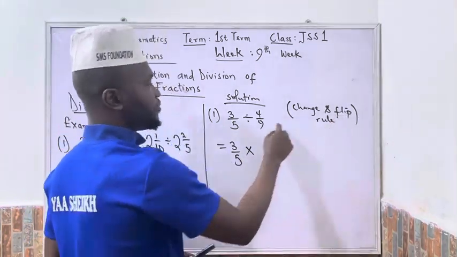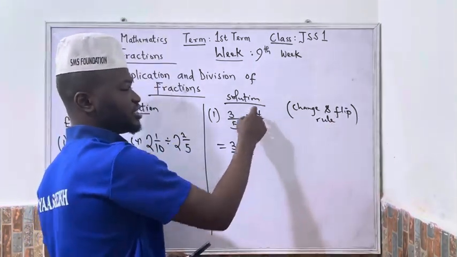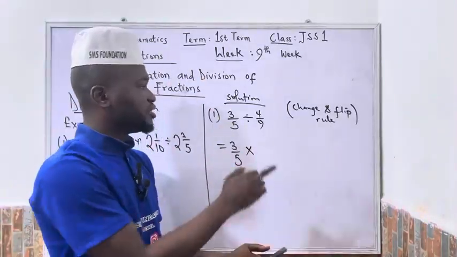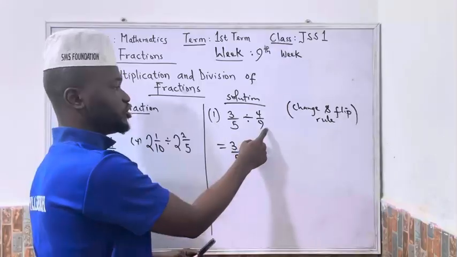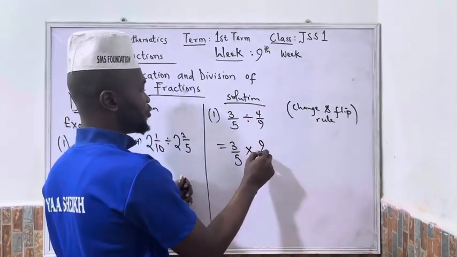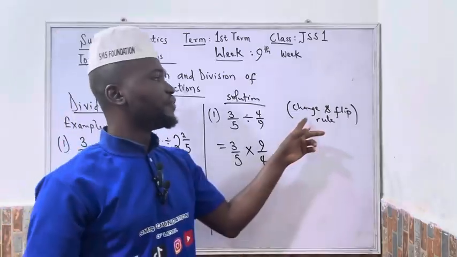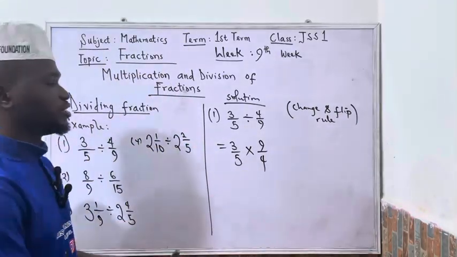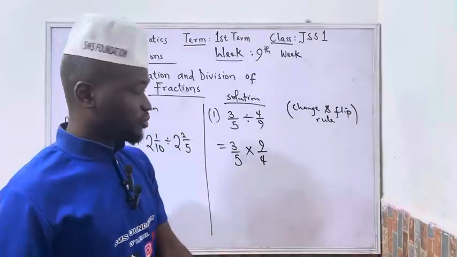Now flip. Flip means the next thing after the division, you take the reciprocal. That is, you flip the denominator and the numerator. So the denominator will come up and the numerator will go down. So we have 9 over 4. So that's what they call the change and flip rule. This only works when you have division. You don't do this for multiplication.